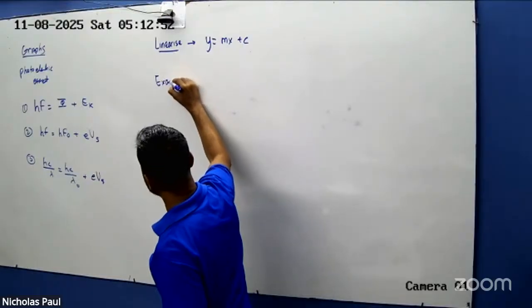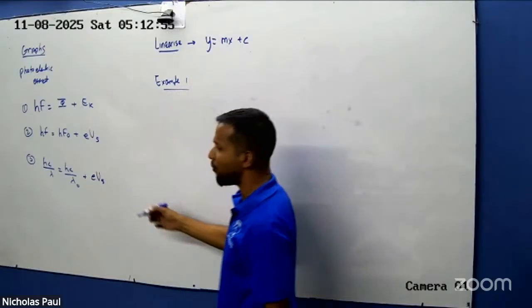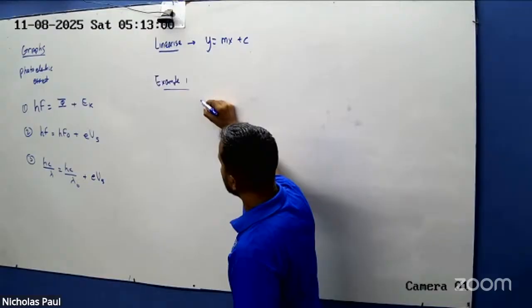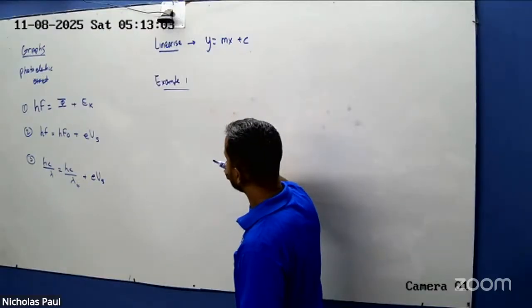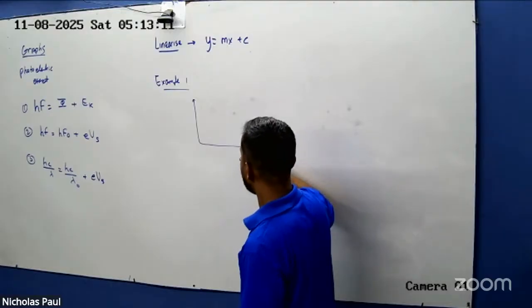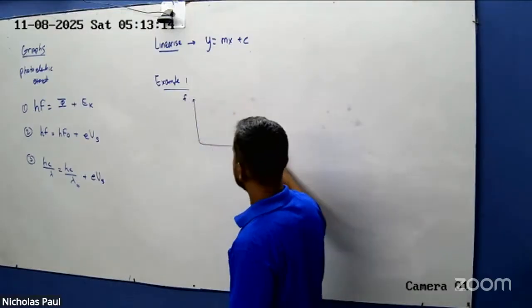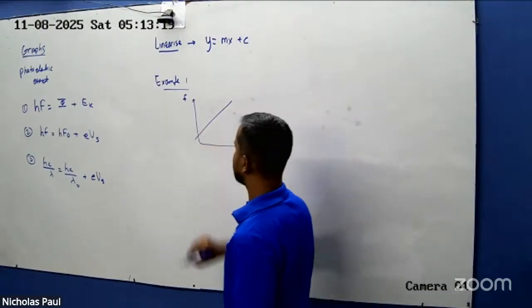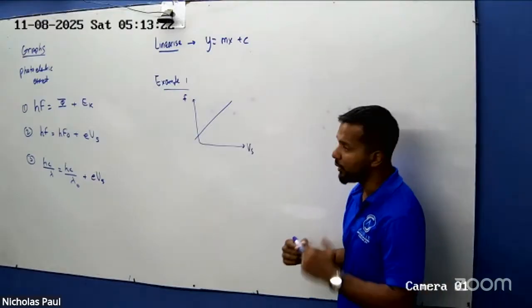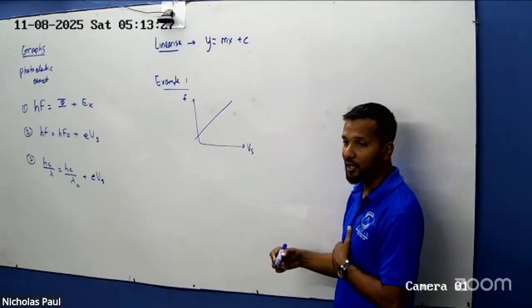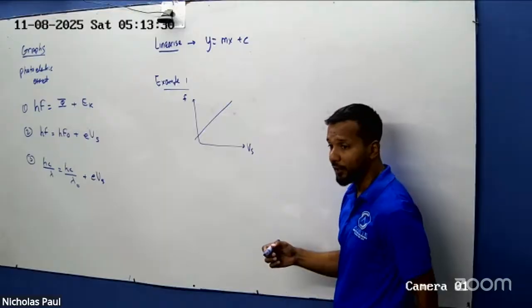Let's start with example 1, because we're not sure which of the formulas they're going to give us, as there are many variations of those 3. Let's say they gave us f on the y versus Vs on the x. The question would normally be: plot f versus Vs, and then find the gradient, find the y-intercept, and so on.